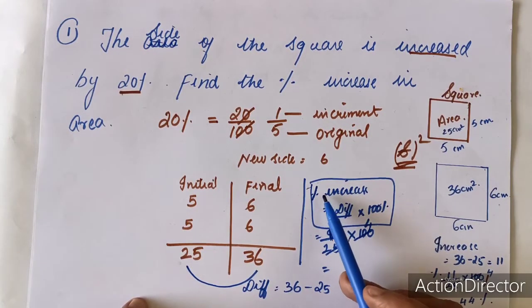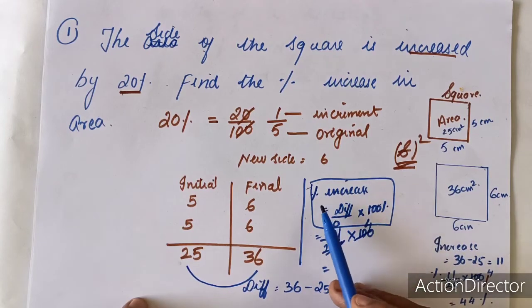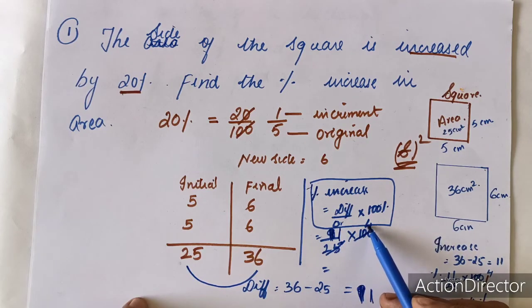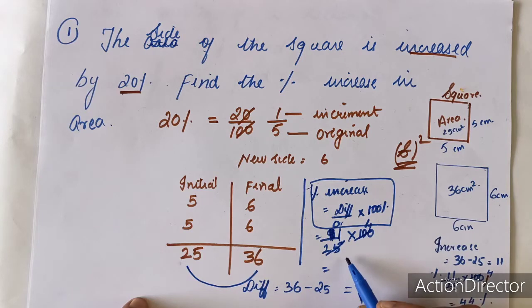So what is the formula for percentage increase? Percentage increase is equal to difference upon original into 100 percentage. So 11 upon 25 into 100. When you cancel 25 and 100, it will be equal to 4. So finally I will be getting 11 into 4 is equal to 44%.